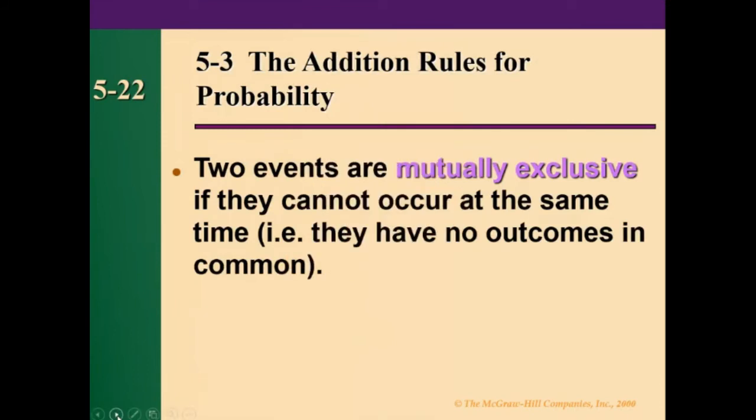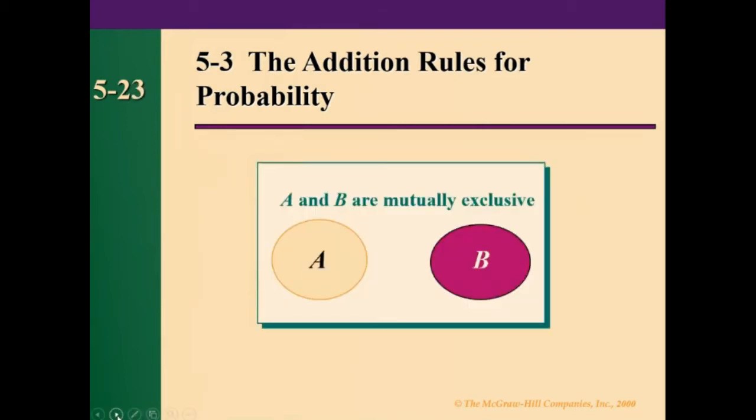So the addition rules for probability: two events are mutually exclusive if they cannot occur at the same time. So it means that they have no outcomes in common. So A and B are mutually exclusive. Example niyan sa isang standard deck of cards, class. Halimbawa, getting a diamond and getting a spade. So magkaiba sila, di ba? Pareho silang 13 over 52. So they are mutually exclusive.